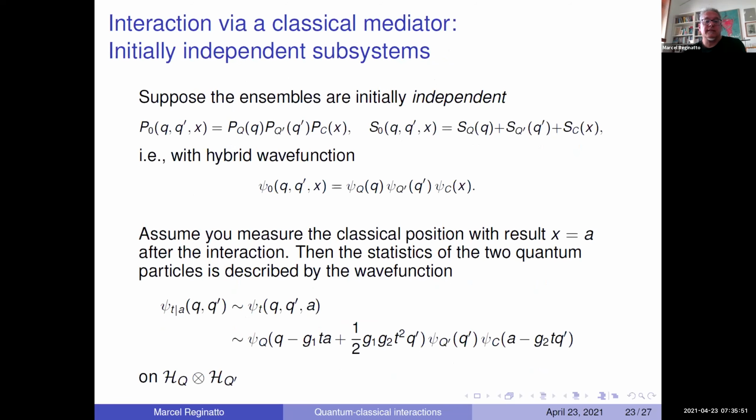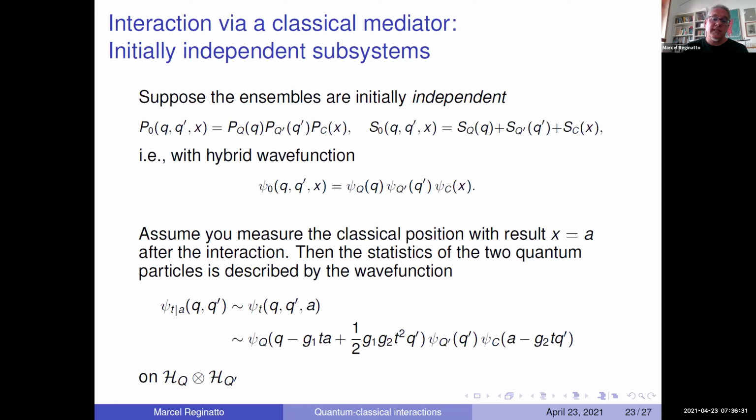And the point is that if you start with ensembles that are initially independent, that is, if you have a hybrid wave function that factorizes, and you turn on the interaction for a given amount of time, then you end up with a hybrid wave function that no longer factorizes. And if you imagine that these particles have moved away and are now very far away, and you measure, for example, the position of the classical particle, then you end up with a reduced wave function in the space of the two quantum particles, which doesn't factorize.